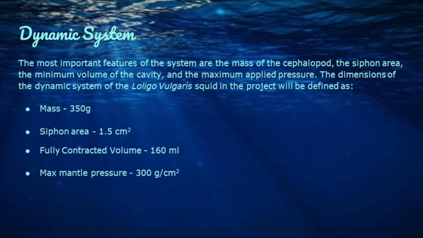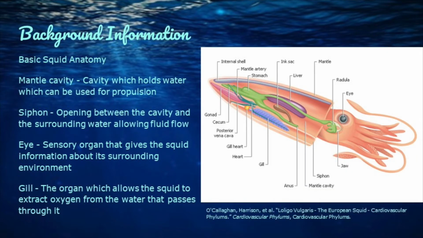The specific tested squid example is a squid with a mass of 350 grams, a siphon area of 1.5 centimeters squared, a fully contracted mantle cavity volume of 160 milliliters, and a maximum mantle cavity pressure of 300 grams per centimeter squared. The anatomy of a squid and other cephalopods with similar bodily structures shows that they have a mantle cavity, which holds the water they use for jet propulsion and breathing.